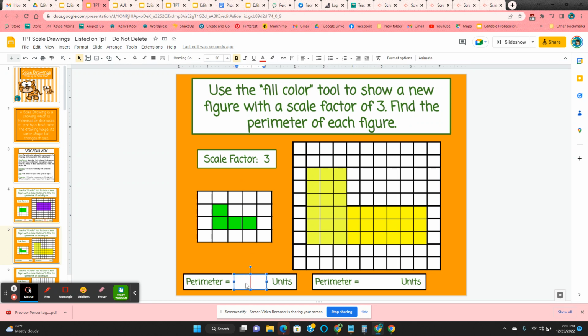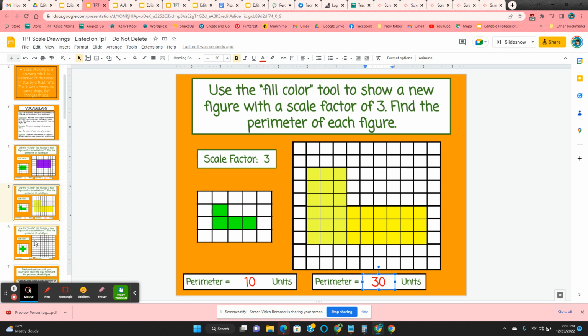Again, if they look at the perimeter, this time it'll be 10 units perimeter on the smaller figure and 30 units perimeter on the larger figure. So if the scale factor is 3, they just multiply the perimeter times 3.